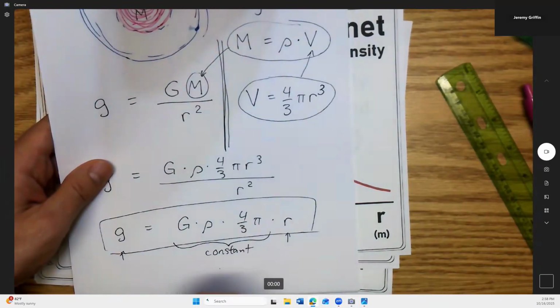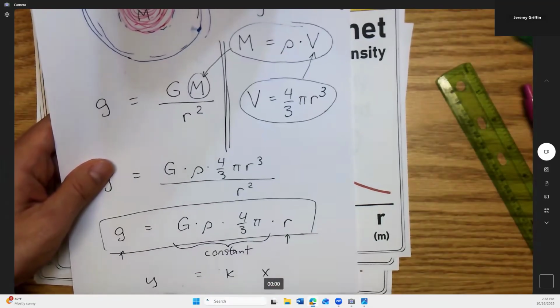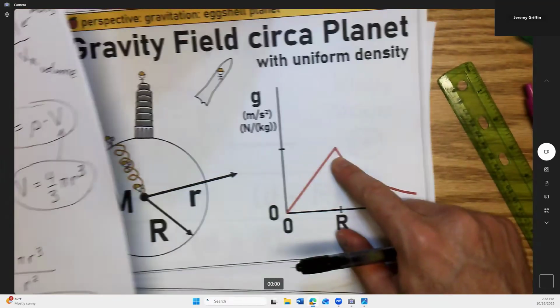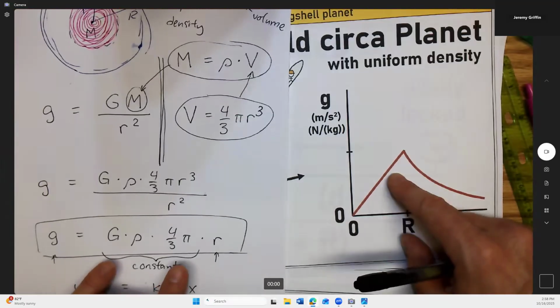Right? Isn't this like y equals kx? And guys, y equals kx. What shape does that graph take? Straight line. Aha, straight line. You guys see it? Right, that's where the shape comes from. Furthermore, do you guys see what the slope of this line is?